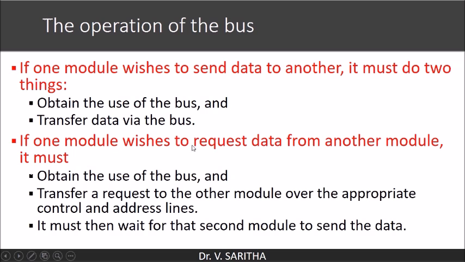If one module wishes to request data from another module, it must obtain the use of the bus and transfer a request to the other module over the appropriate control and address lines. So it has to transfer a request that it is ready to receive the data, and so appropriate control signals and address lines need to be generated. Then after generating the control signals, it has to wait for the other side module to send the data so that this module can receive it.